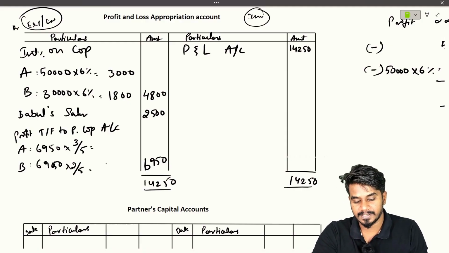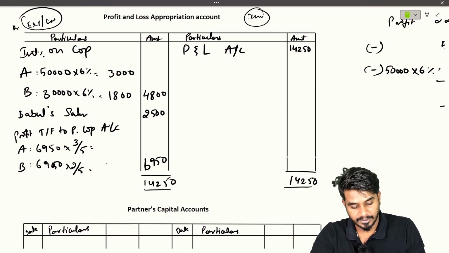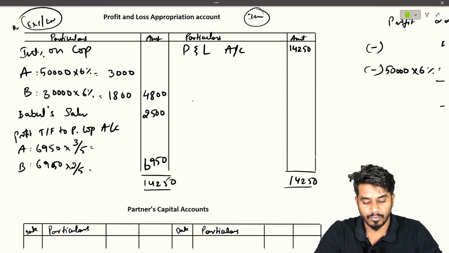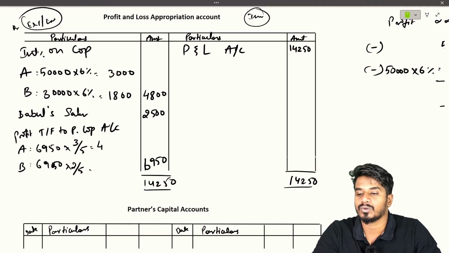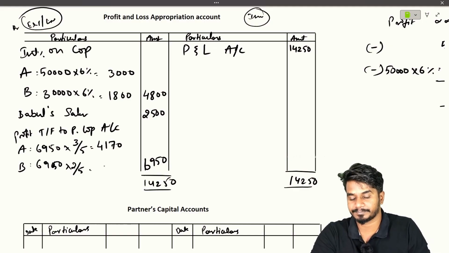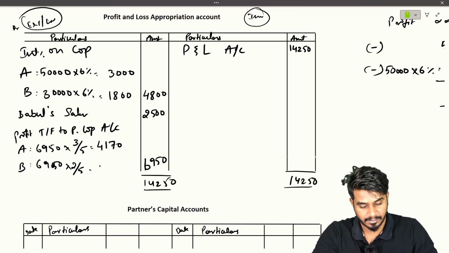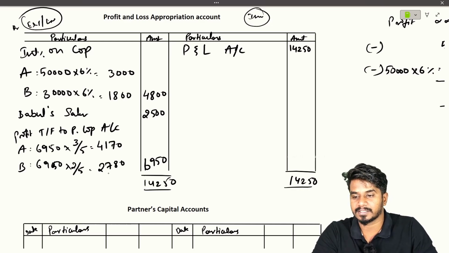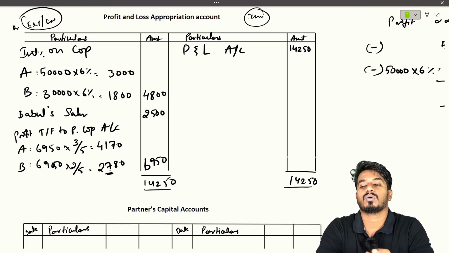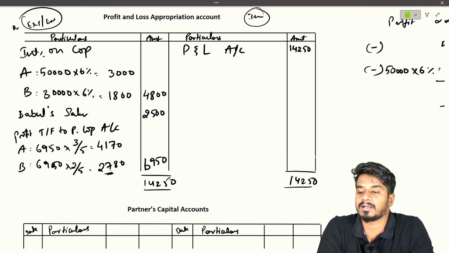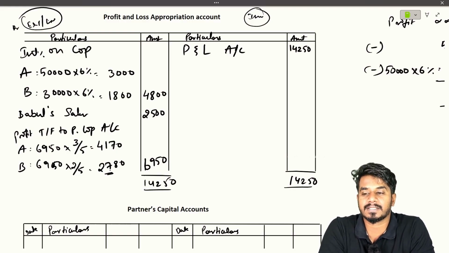So let us calculate 6,950 into 3 by 5. It is 4,170. And 6,950 into 2 divided by 5 is 2,780. Right. So is that clear how we can distribute the profits among the partners? I think you understood it clearly.